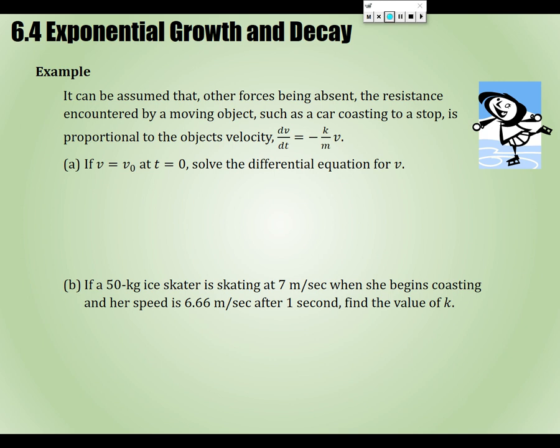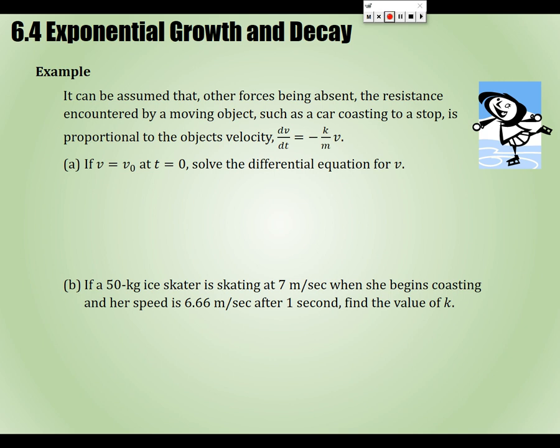Imagine this ice skater or something like that. It has a little bit of a physics flavor. We're saying that the change in the velocity, or the acceleration, is proportional to the current velocity. And negative k over m, as fancy as that looks, is just a constant, isn't it?